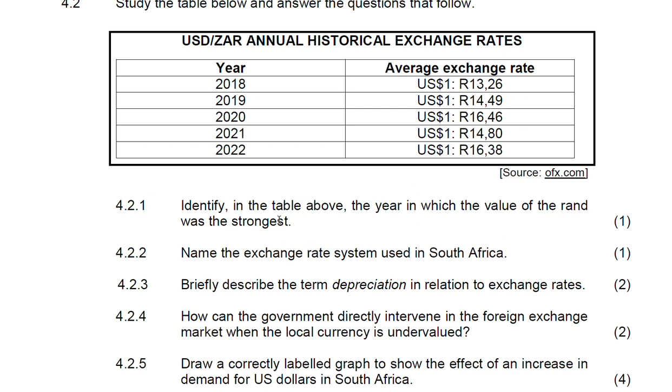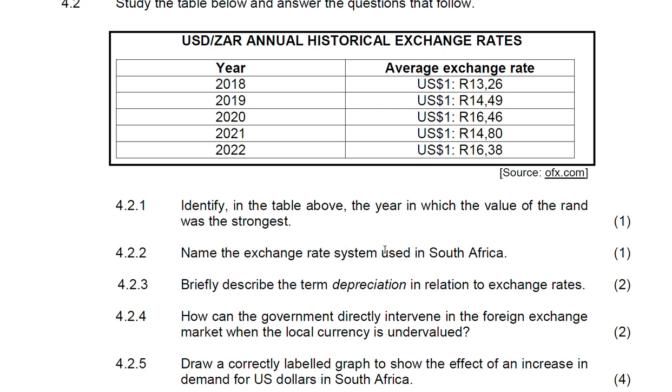So obviously the value of the rand is the strongest when the number is the lowest. That means we need fewer rands in order to buy 1 USD. So when was that period? It is in 2018. The reason we're saying it is 2018 is that it was the lowest amount of rands we required in order to buy 1 USD. Then it was followed by 2019, and then when we moved down to 2021. So 2018 was the lowest. Therefore, 2018 is the correct answer.